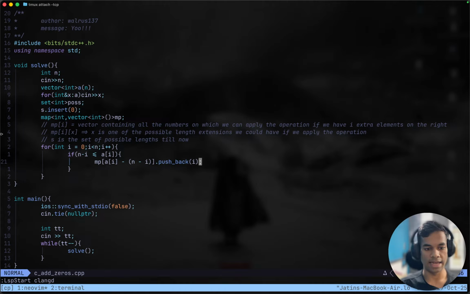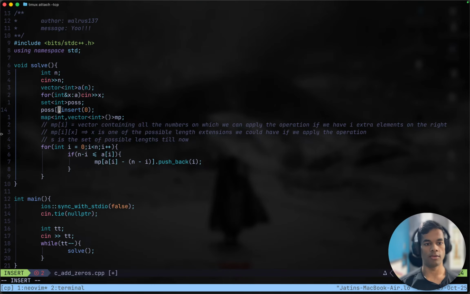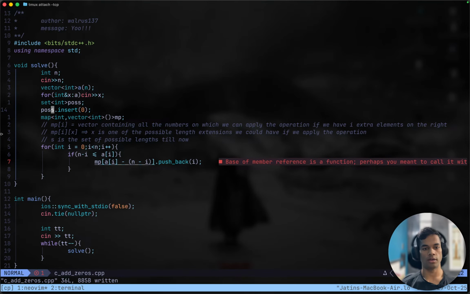Let's start blank D. Okay, there is some error. S dot insert. No, S does not exist. What we have is pos, as in possible.